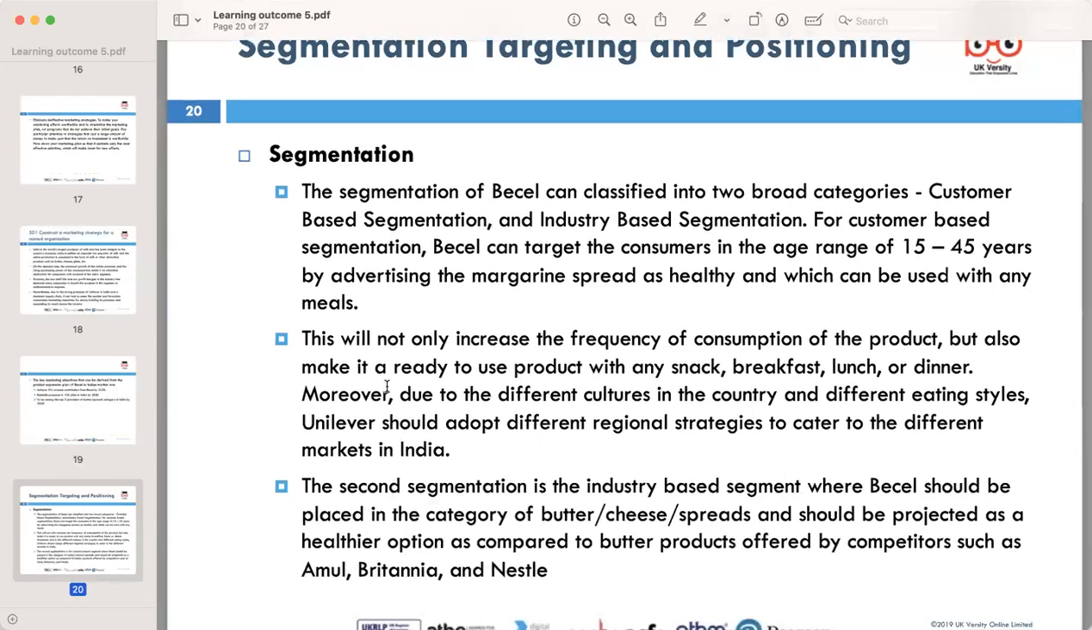So for customer-based segmentation, our target audience for Becel falls in the age range of 15 to 45 years. We position Becel as a healthy margarine spread that can complement any meal. This approach not only encourages frequent consumption, but also positions Becel as a versatile product suitable for various occasions, given the diverse eating habits and cultures in India.